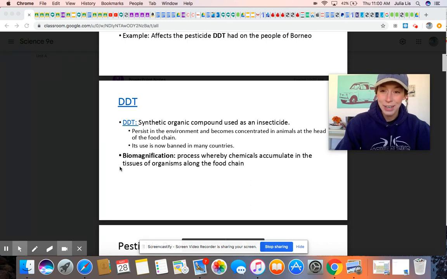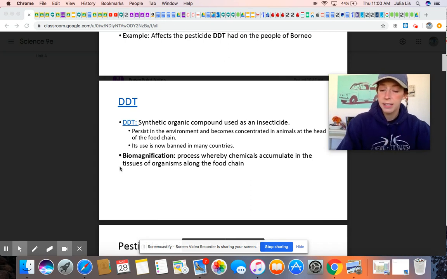It's something you learned in grade 7, but bio means life, and magnification, to magnify something, means to make it bigger. So through the use of pesticides, there's a process called biomagnification. What happens is the concentration, the amount of chemical, starts to increase as you go up the food chain, and it becomes more dangerous.